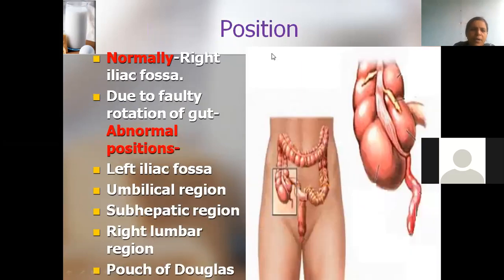Okay, now coming to the position, normally you see cecum is present in the right iliac fossa, but due to faulty rotation of gut, we have some abnormal positions also. Instead of the right area, cecum and appendix we may find in the left area. Sometimes cecum and appendix may be seen in the umbilical region, it may be seen below the liver, it may be seen in the right lumbar region or pouch of Douglas.